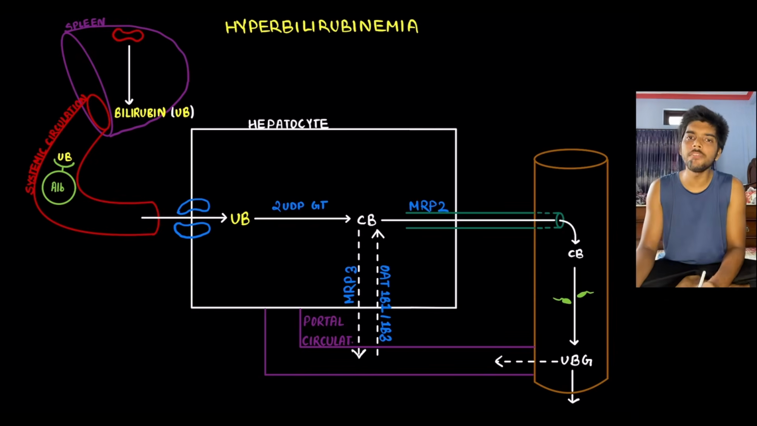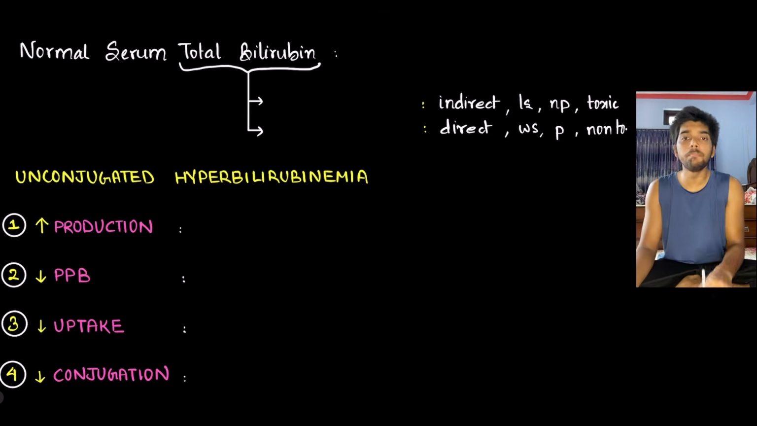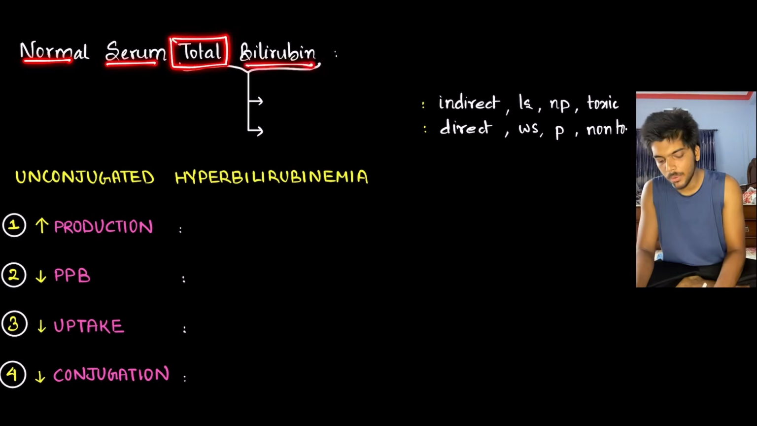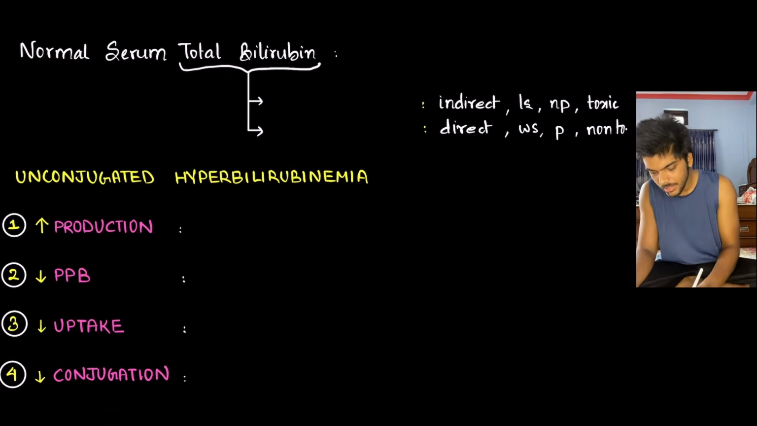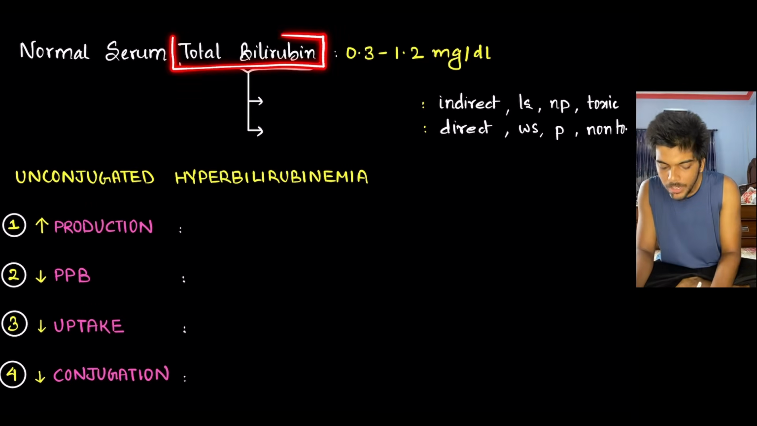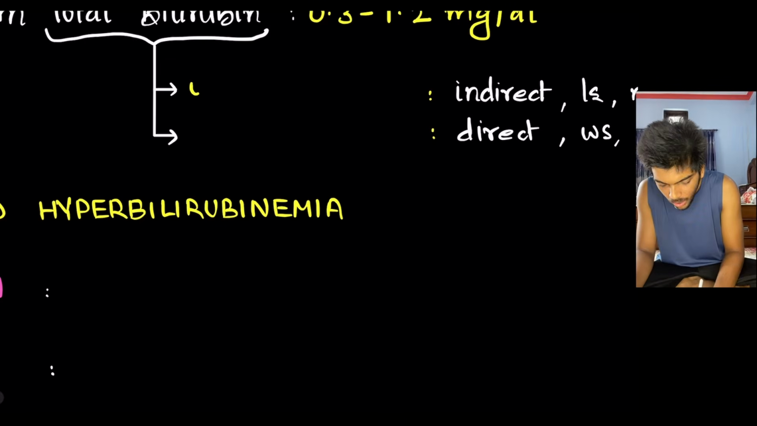So the presence of excess bilirubin in blood is hyperbilirubinemia, which begs the question, what is the normal level of bilirubin in blood then? The normal serum total bilirubin is 0.3 to 1.2 milligram per deciliter as written in Robbins. And this total bilirubin contains 2 different types of bilirubin.